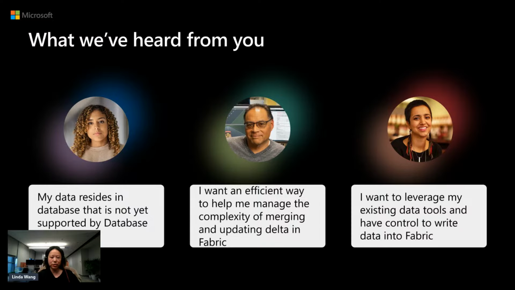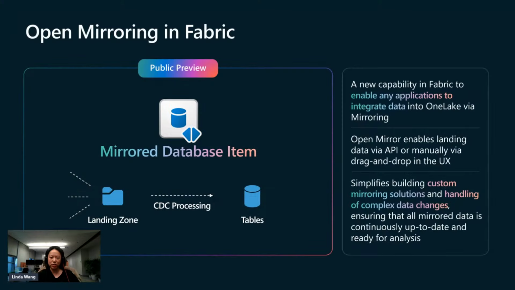To address those scenarios, I'm excited to announce a new solution that we announced in public preview a few months back: open mirroring. So what is open mirroring? This is a new capability we are adding into Fabric, to enable any application to integrate data into OneLake via mirroring.